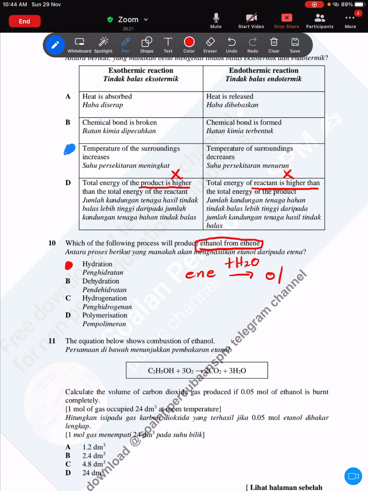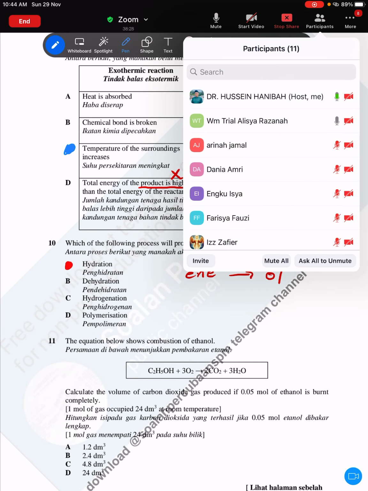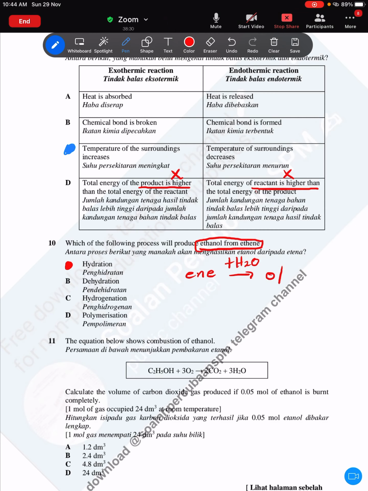Look, this is the problem with SPM students. Don't be like this. Quick. Oh, only now you want to answer quickly. Who's the one who wants to answer? Okay, Alicia, hurry up.